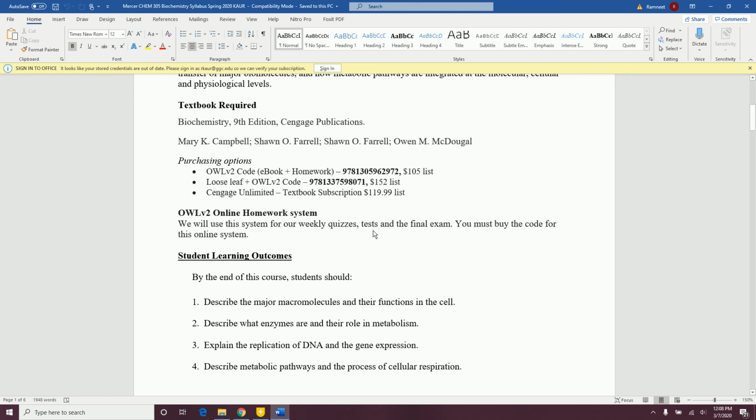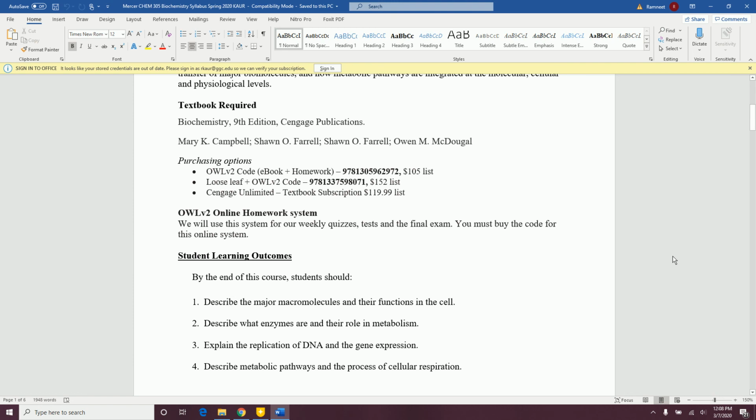So everybody needs to buy this code, and there are different options. You can buy the code with the ebook, or a loose leaf with the code, and Cengage also has Cengage Unlimited. It means when you have a subscription to Cengage Unlimited, you can get the books for different courses with that.